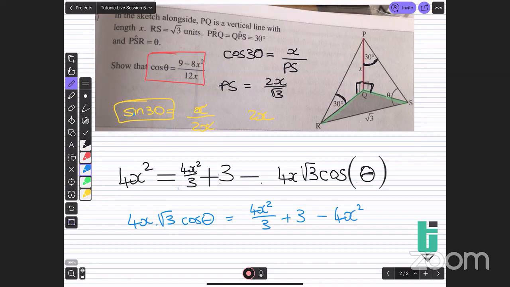Can we simplify this? What's the common denominator? 3. Do you guys agree the common denominator is 3? Because this is 1, that's 1, so it's 3. Highest common factor. If you made it 3, then it's just going to be 9 over 3. Do you guys see that? And then minus 12x squared over 3.